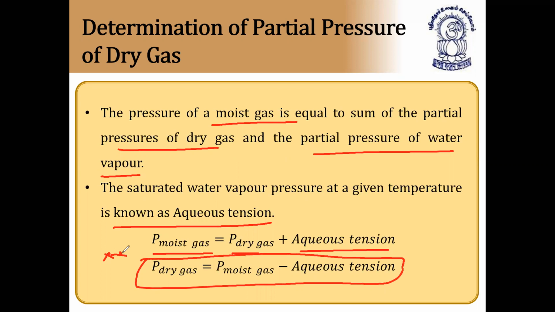So this is very, very important. To find the partial pressure of dry gas, we have to use the formula: partial pressure of moist gas minus aqueous tension. This formula came into existence since most of the gases are collected by downward displacement of water. So they have water, and they have the pressure obtained due to water also. That is called aqueous tension. So this is very, very important. I hope it is clear. Next.